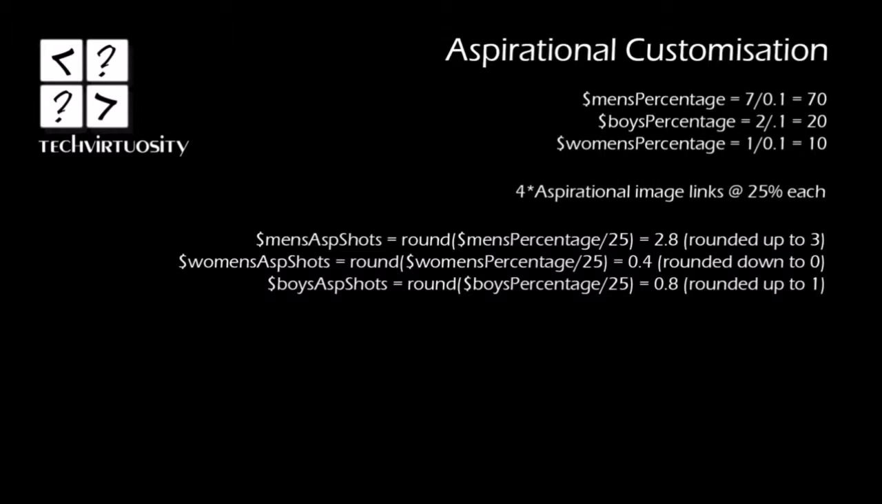Then the women's aspirational shot does the same calculation: it rounds women's percentage divided by 25, which equals 0.4. That actually rounds it down to 0. But for the boys aspiration shots variable, that's going to round boys percentage divided by 25. That's going to be 0.8, and that then rounds up to 1. So this is how we get to 3 aspirational shots for men's products and 1 aspirational shot for the boys products.